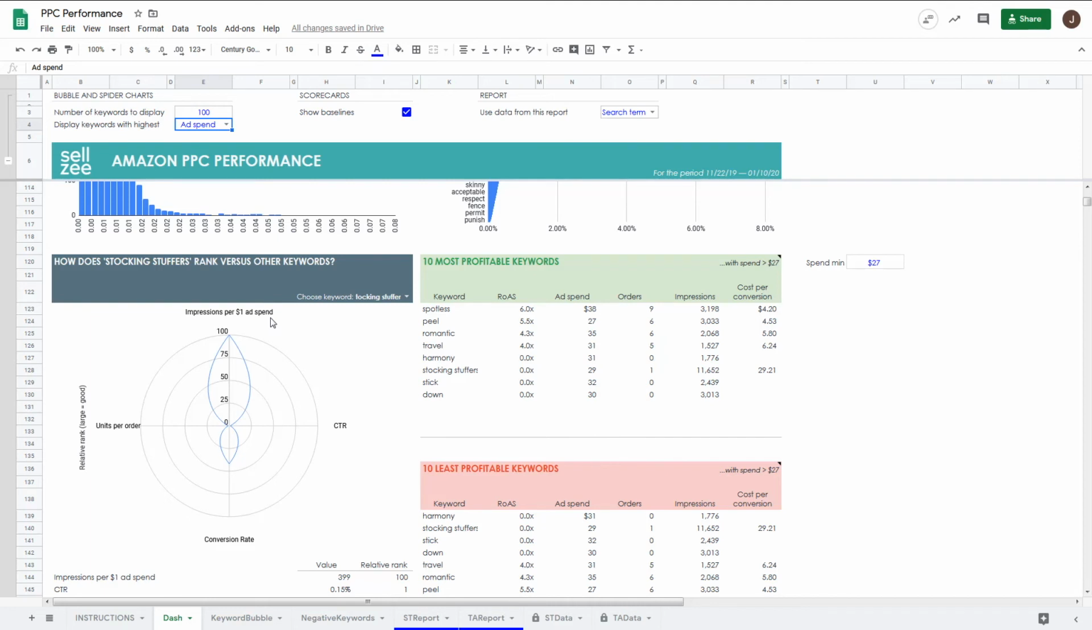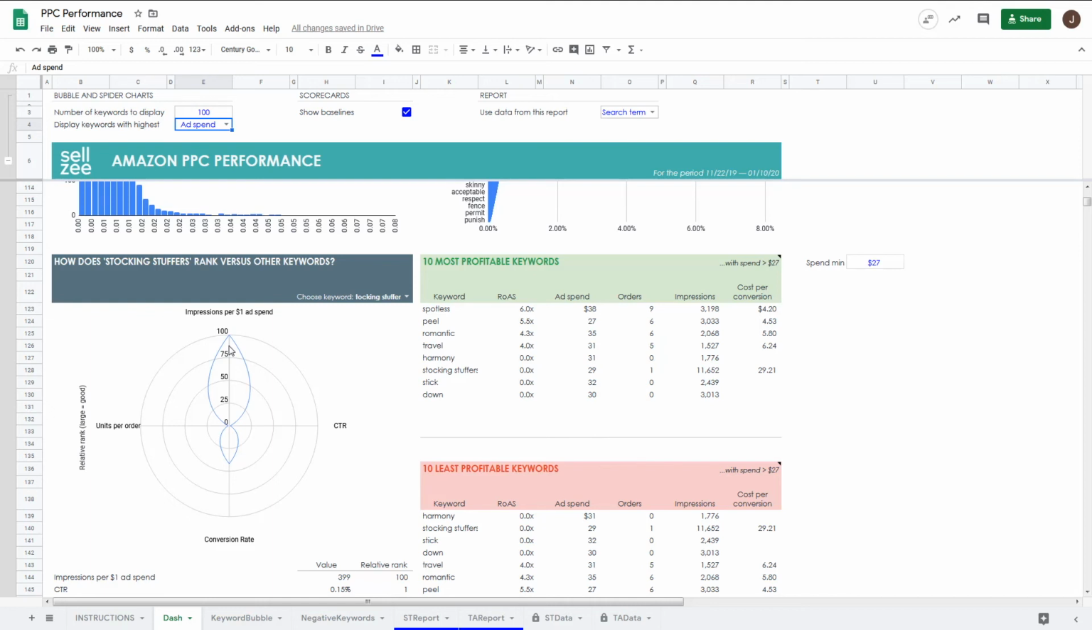So with this radar chart, the closer the blue lines are to the edge of the circle, the better. For example, this top one, impressions per dollar of ad spend, the closer it is to the top here, the more bang you're getting for your buck, holding the other factors constant, of course.